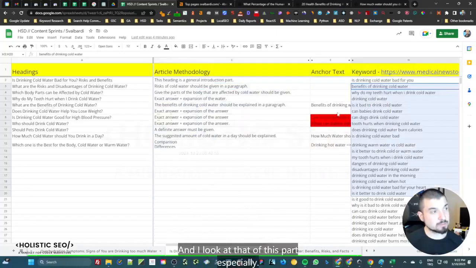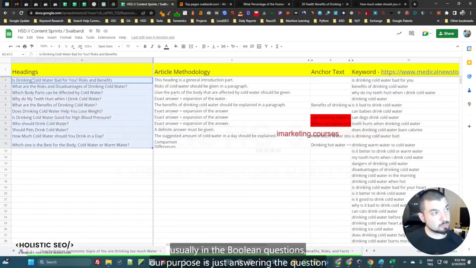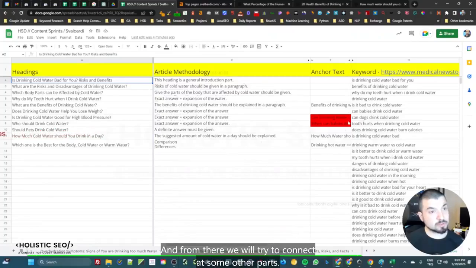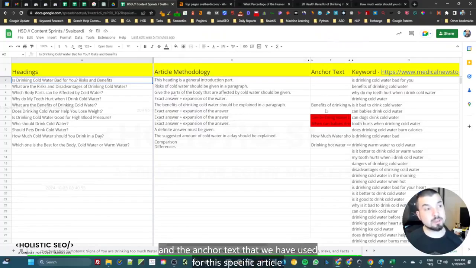When you look at this part especially, we try to keep it short as much as possible. Because usually in the Boolean questions, our purpose is just answering the question with a high level of certainty, and from there we will try to connect it to some other parts. In the next lecture, we will look at the article methodology and the anchor tags that we have used for this specific article. Thank you.